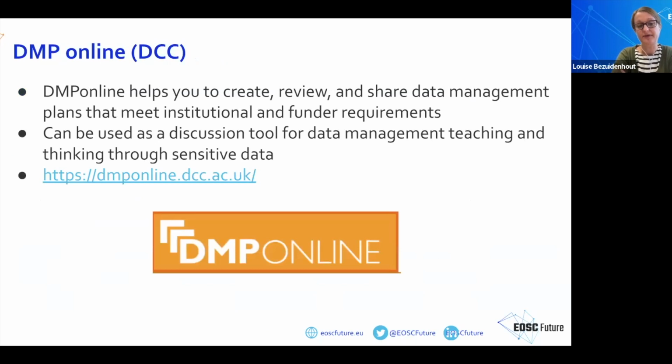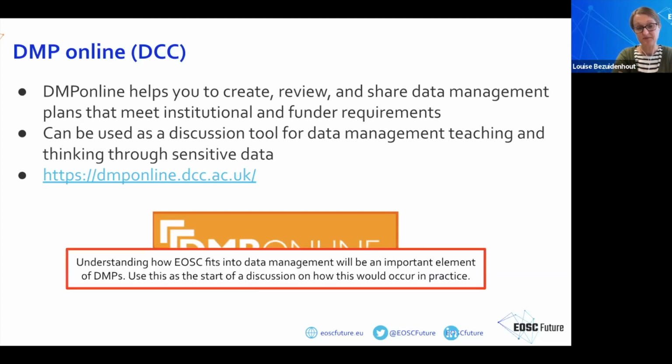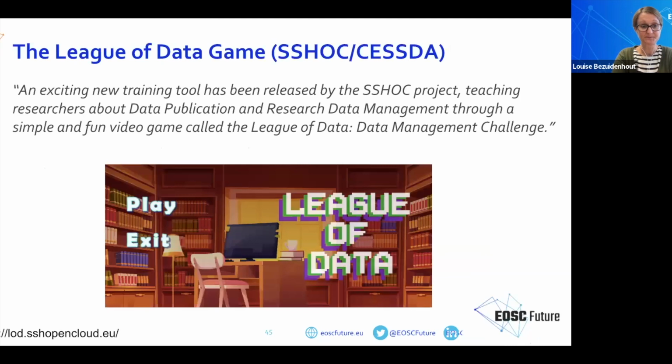DMP Online, also hosted by the DCC, is an online service that helps you create, review, and share data management plans that meet institutional and funder requirements. It's a really great discussion tool, but can also be used to understand how EOSC fits into data management and how this is integrated into the design of your DMPs. It can be used as the start of a discussion of how this would occur in practice, and also what your metadata would need to look like in order to be FAIR and EOSC compliant.